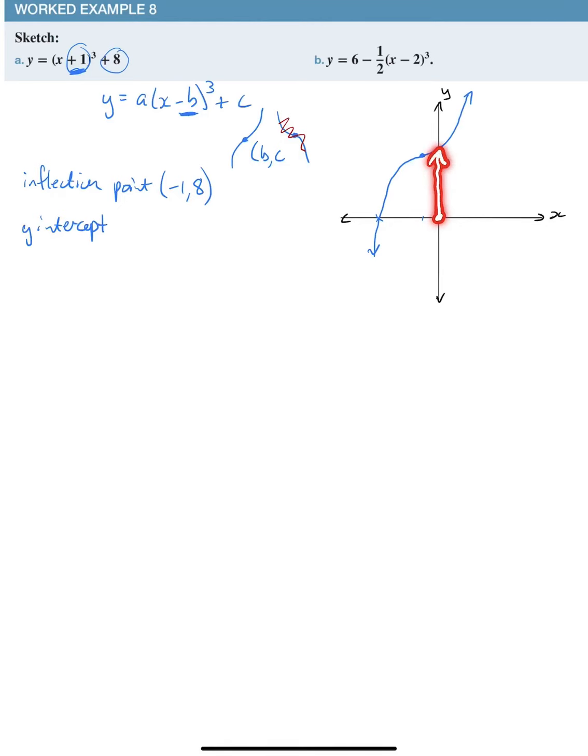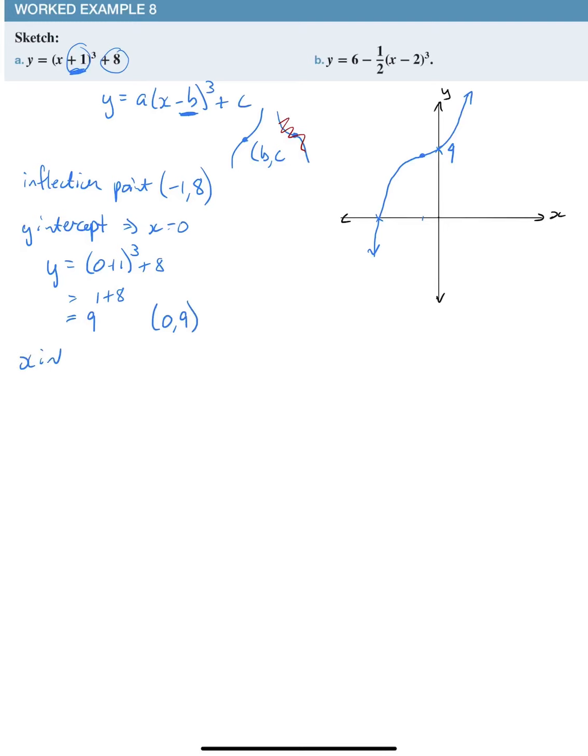is where x equals 0. So my y-intercept is where x equals 0, and I'm going to substitute that into my equation. So y equals (0 plus 1) cubed plus 8. 0 plus 1 is 1, 1 cubed is 1, 1 plus 8 equals 9. So my y-intercept is x is 0, y is 9.